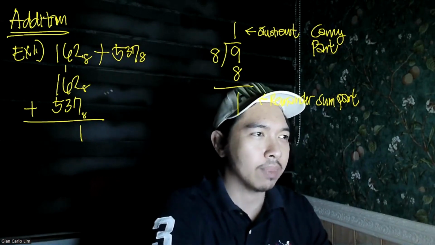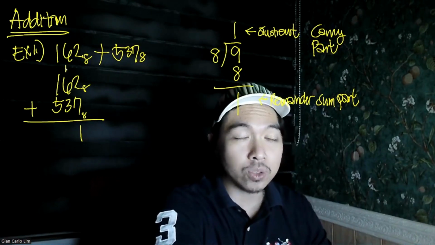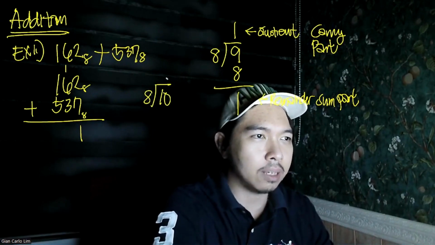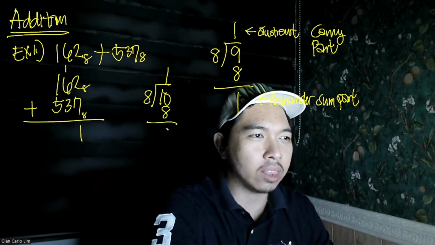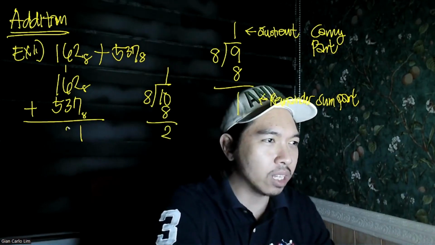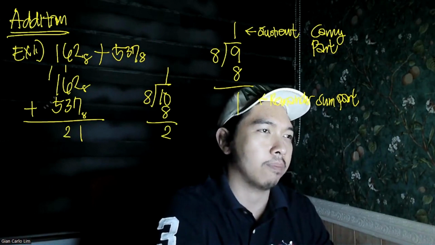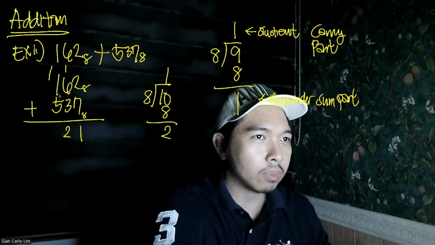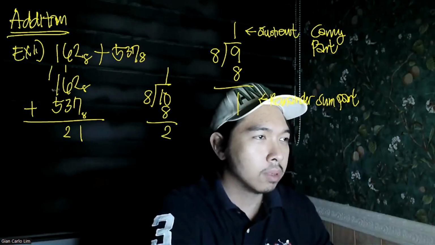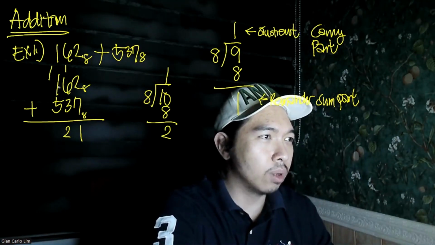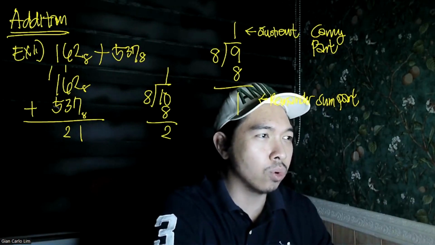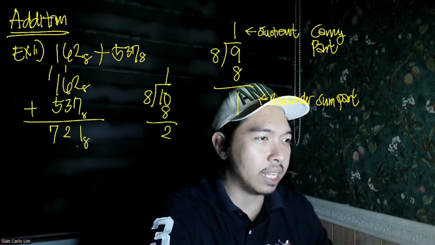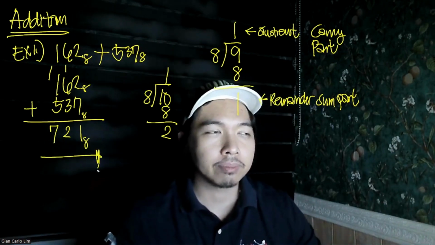Carry 1. Okay. 6 plus 3 is 9 plus 1, 10. Okay, ganun ulit. 10 divided by 8. So, 1, 8. Mayroon tayong remainder 2. 2 would be on the sum part. 1 will be the carry part. So, 1 plus 1 is 2. Plus 5. So, that is equal to 7. So, 721 base 8. And that is now the answer.